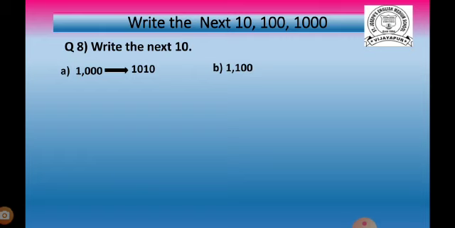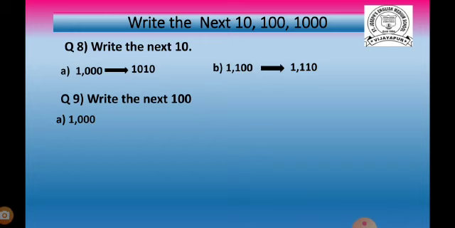One more question we'll see. In question B, the question given is 1100. To this we have to add 10. That is 1110. Next, question number 9. Write the next 100. This means we have to add 100. So, children, the question is 1000. To this we have to add 100. That becomes 1100.